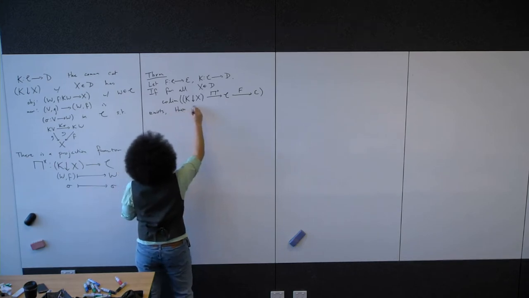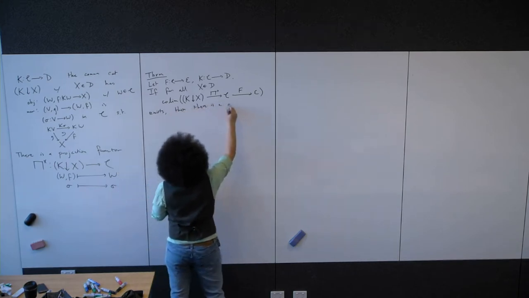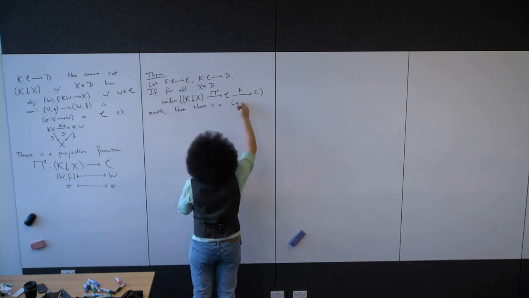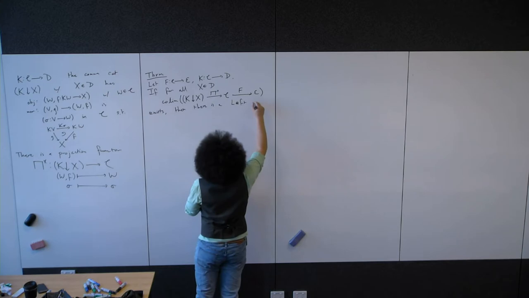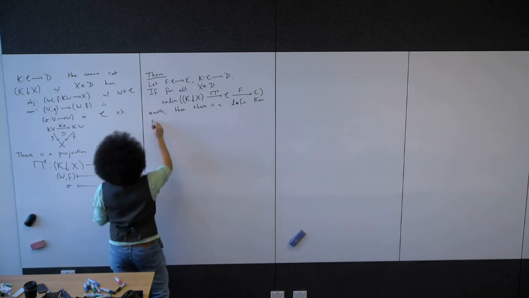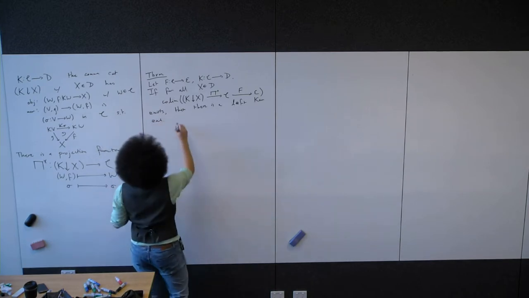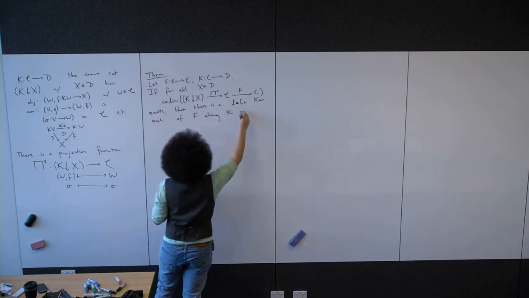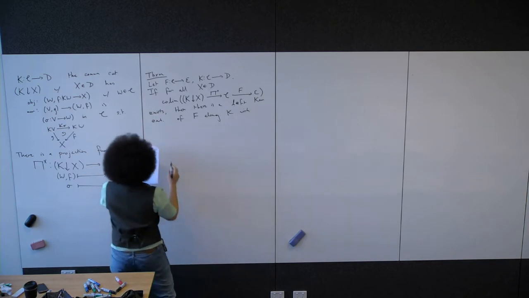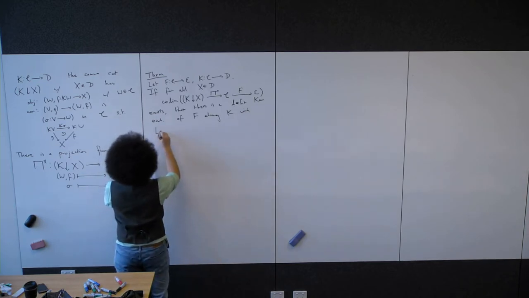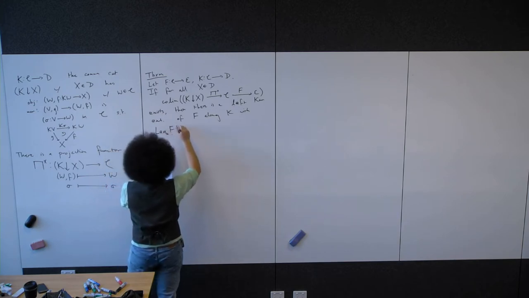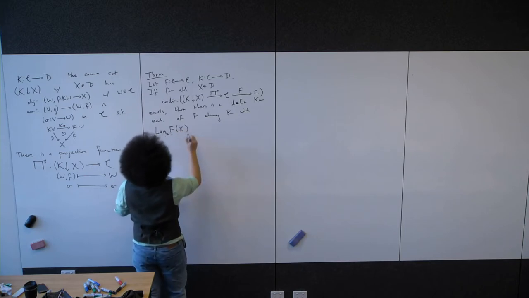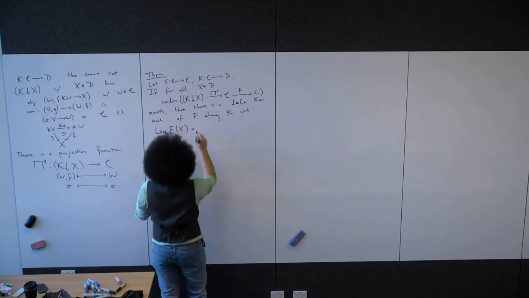then there is a left Kan extension of F along K with, on objects, the left Kan extension of F along K applied to some object X is precisely this colimit.